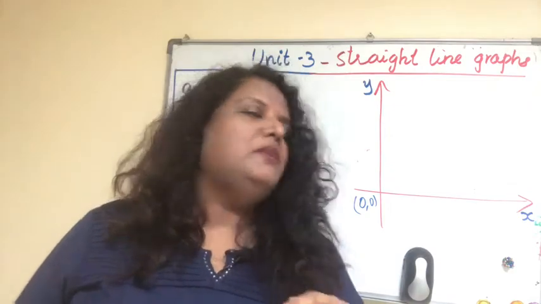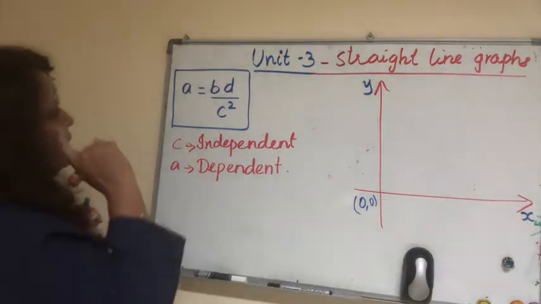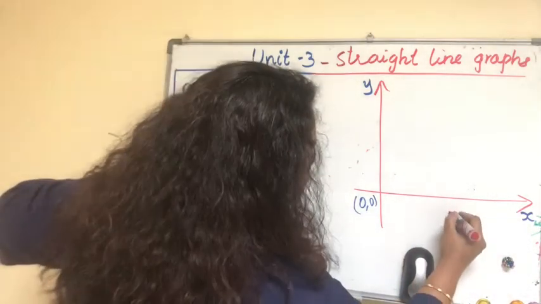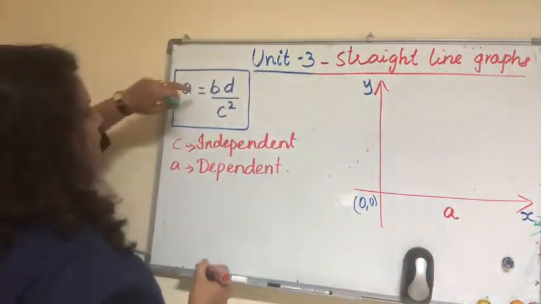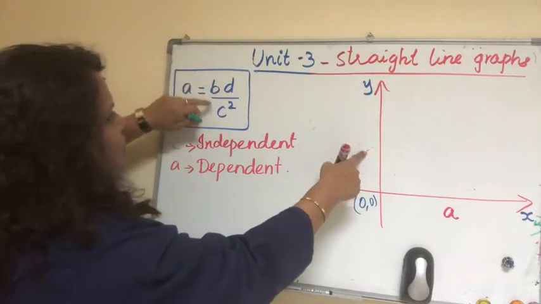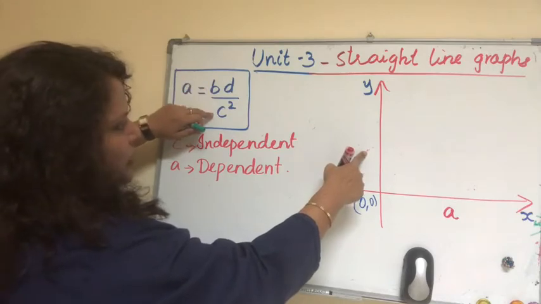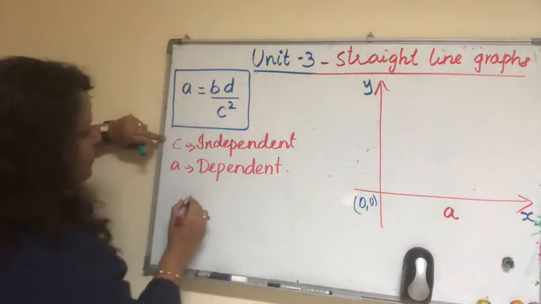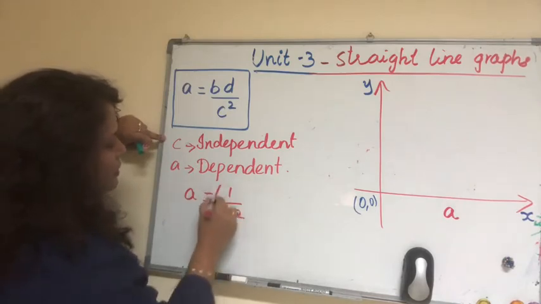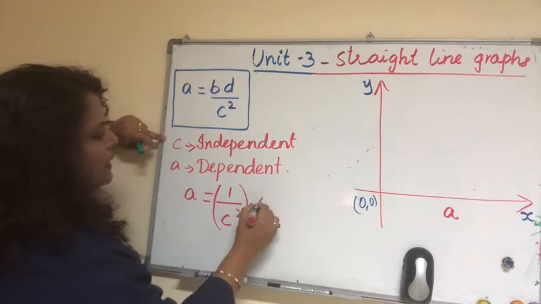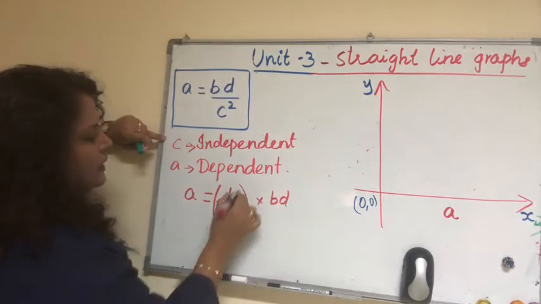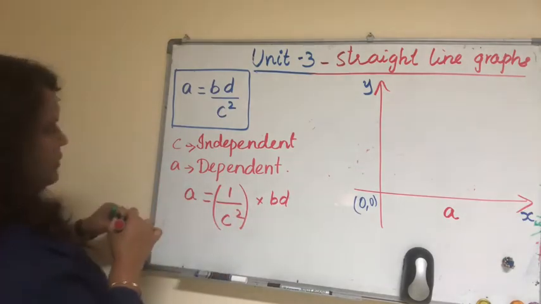But what you can be sure of is this: if you plot, say A is your dependent variable, so A must come on the x-axis, and C should be on the y-axis. But instead of C, I would plot 1 over C square. I'll tell you the reason. Now A equals 1 over C square, I'm going to split, since that's in the numerator, BD. Now this is constant, right? Now, what's the straight line equation?